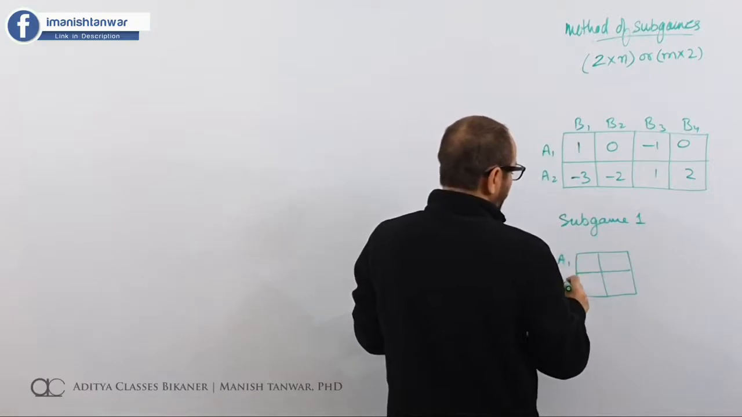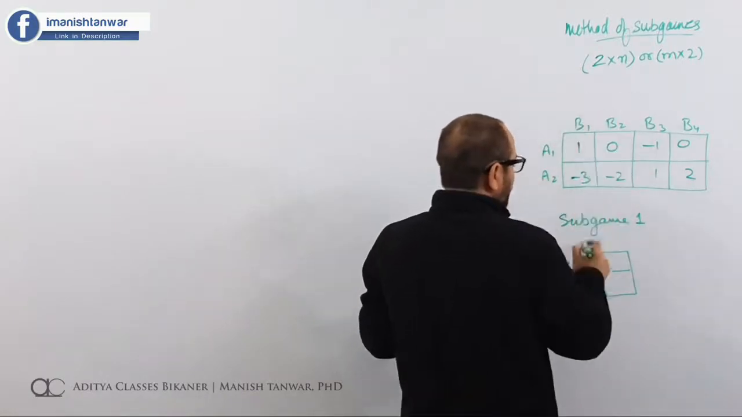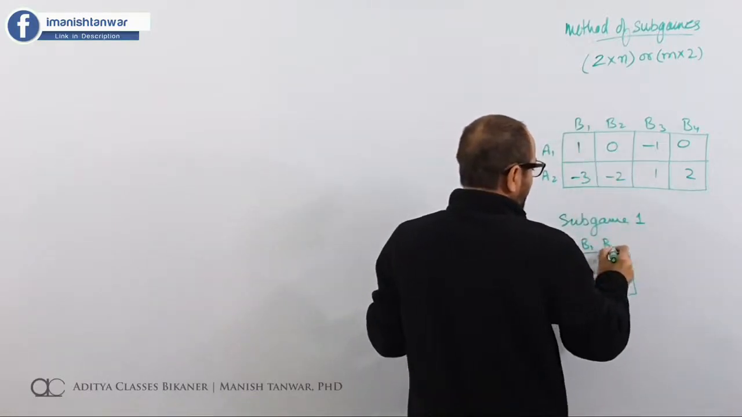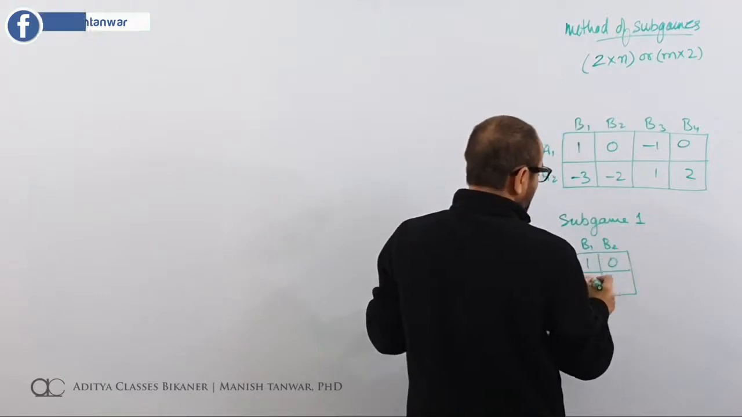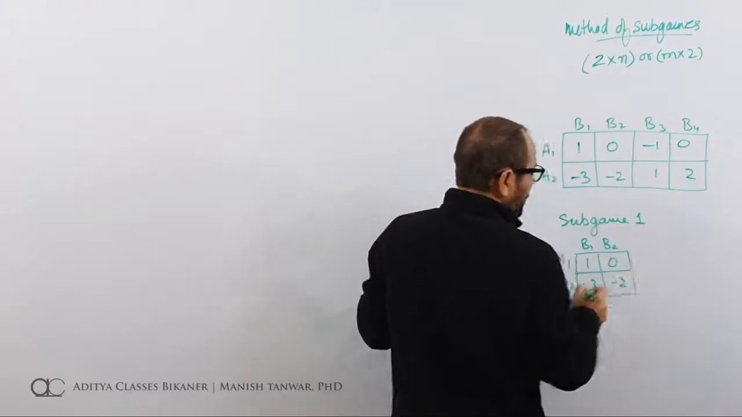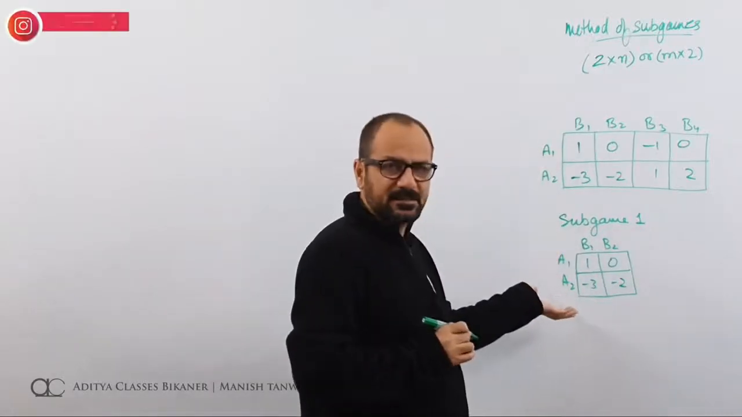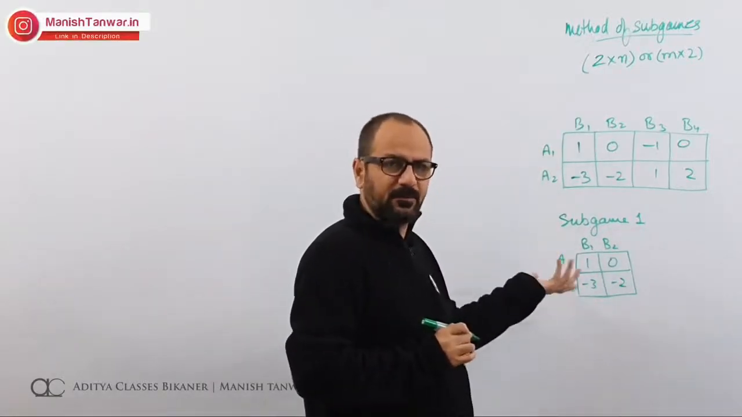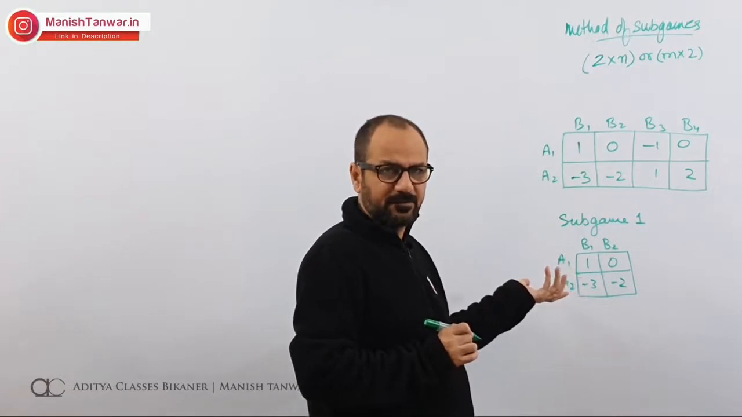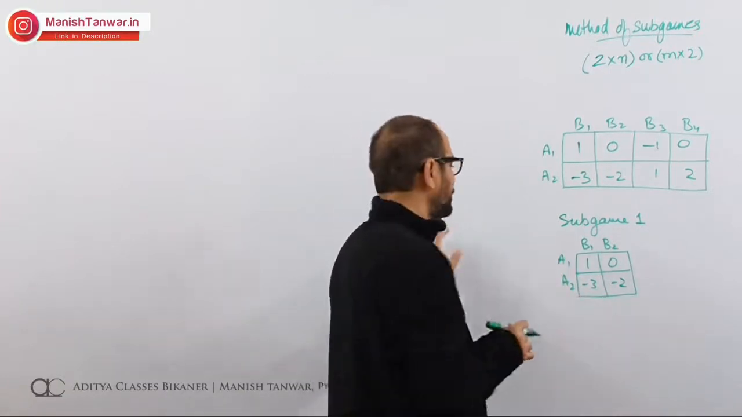A1, A2 with B1 and B2. Now if I see, it becomes 1, 0, minus 3 and minus 2. So this is our first subgame. Now let us check if it is a stable game, and if it is stable, we'll get our value of game straightforward. Otherwise, we'll solve it using oddment method.